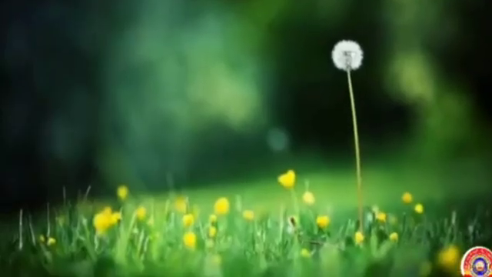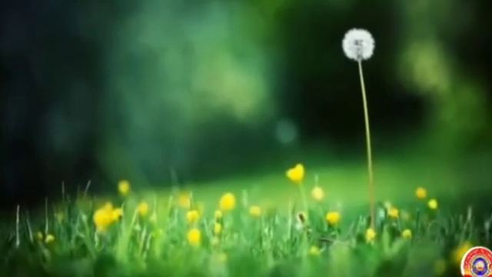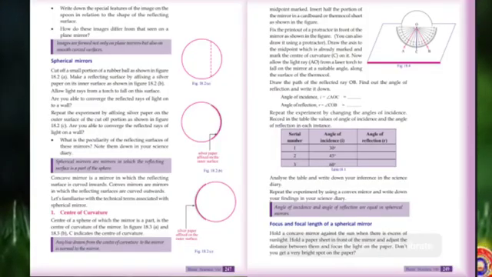Let's conclude today's session. Today we have studied about some technical terms and law of reflection related to spherical mirror.